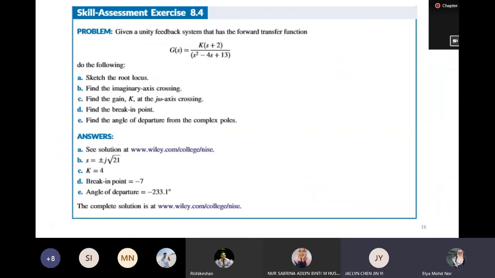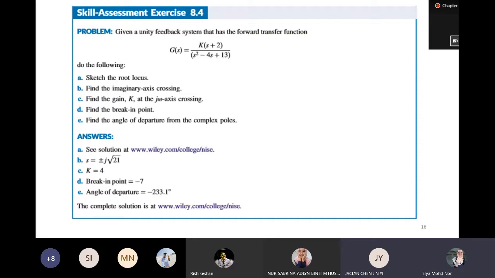So now let's try to do skill assessment 8.4. The problem is given a unity feedback system that has the forward transfer function G(s) equals K, some gain, multiplied by the system which is s plus 2 over s squared minus 4s plus 30. Okay, let's try to draw this first.